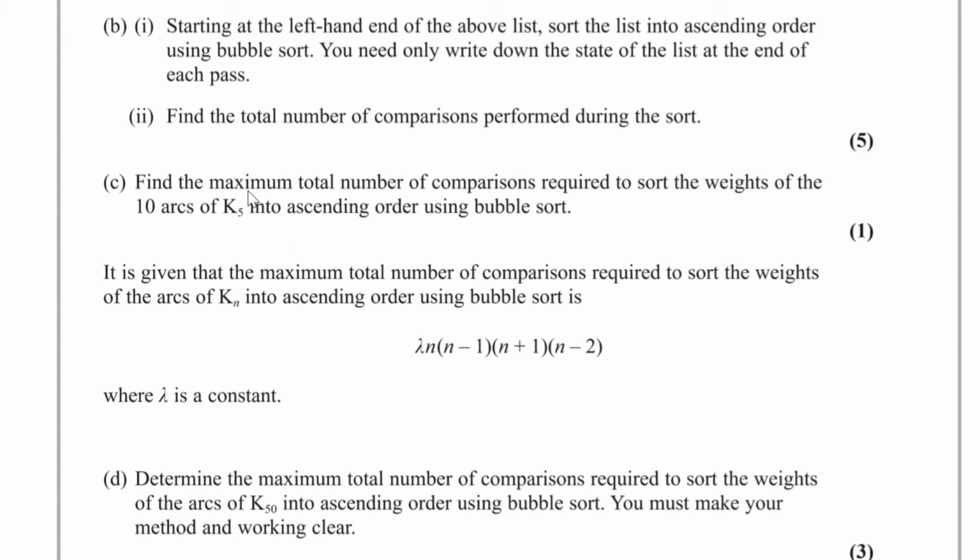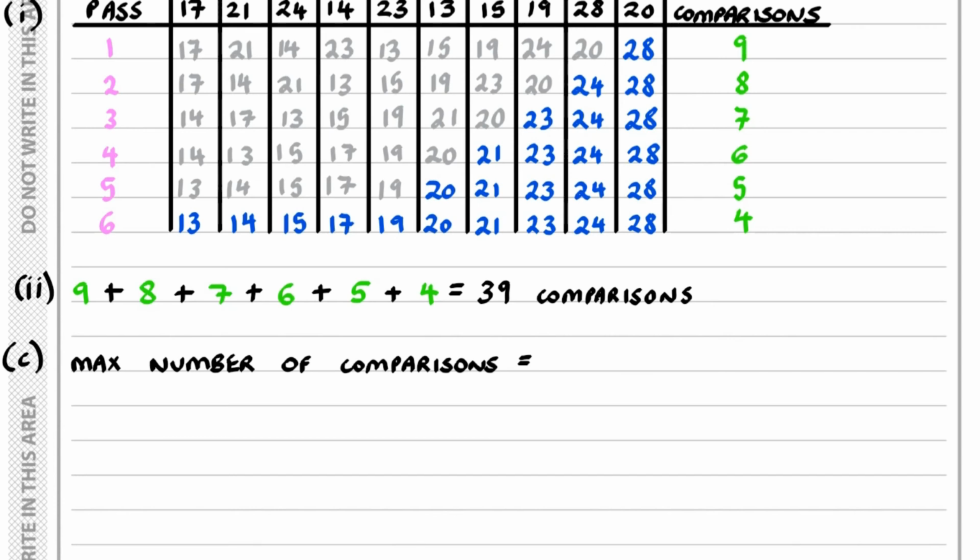For part C, we have to find the maximum total number of comparisons required to sort the weights of the 10 arcs of K5 into ascending order using bubble sort. Well, the maximum number of comparisons will be 10 multiplied by 10 minus 1, divided by 2. So the maximum number of comparisons then is 45.